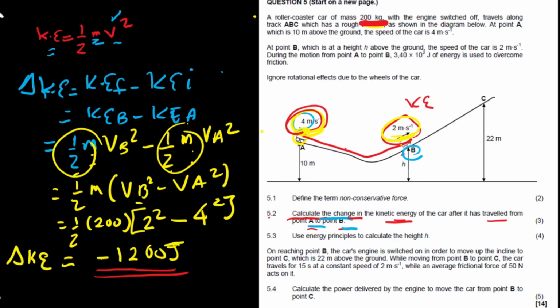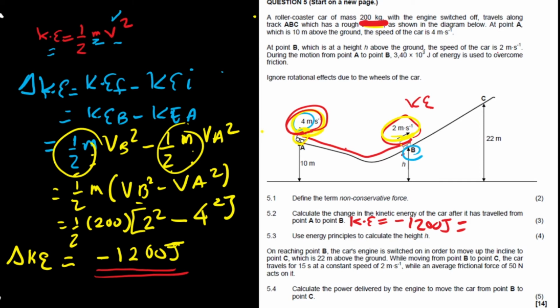So the second part here, we're done with it. So that's our kinetic energy. I can simply fill it up right here. Our kinetic energy equal, but you need to show your solution. All of it must be shown. Kinetic energy equal to negative 1200 joule.